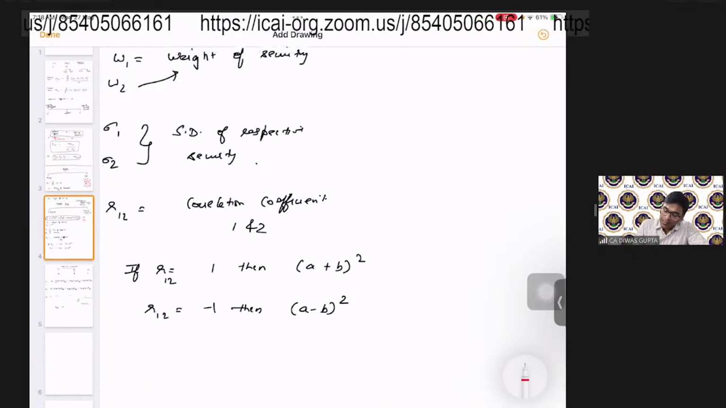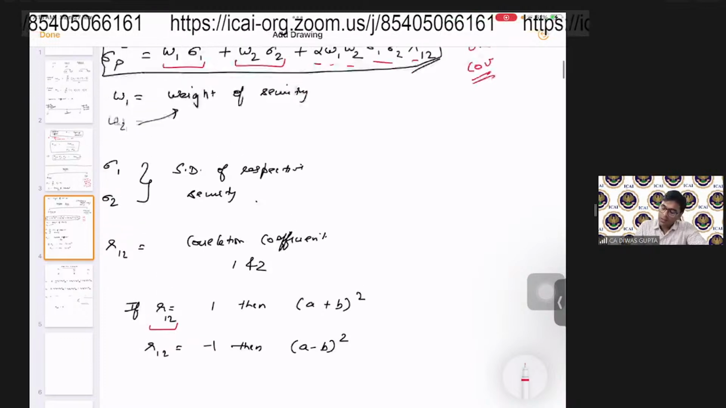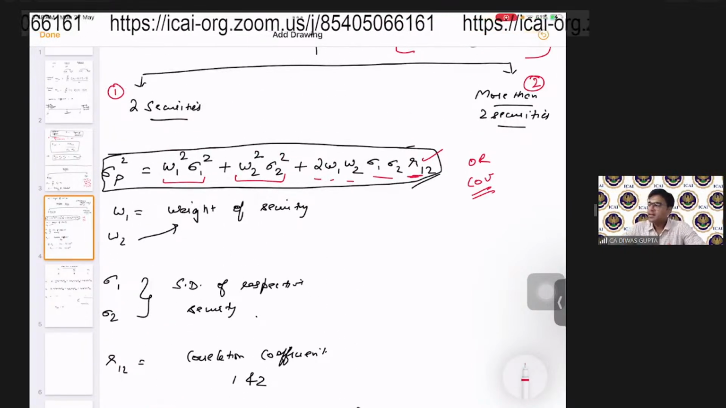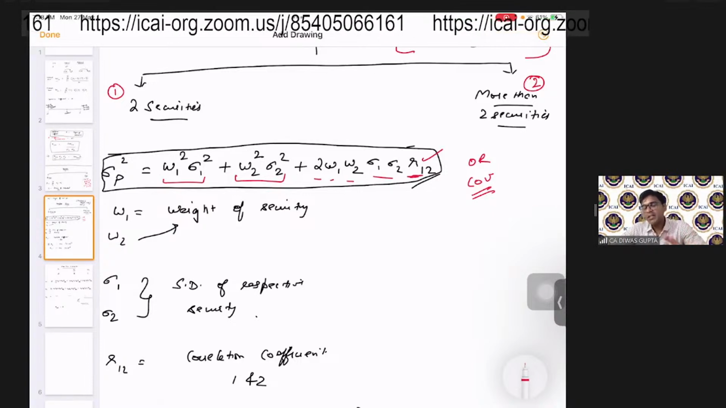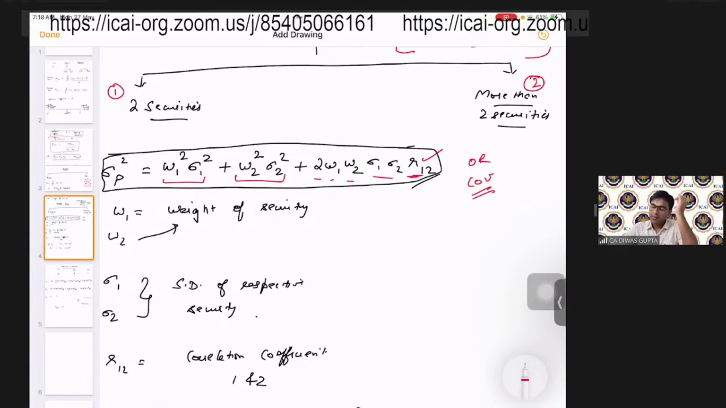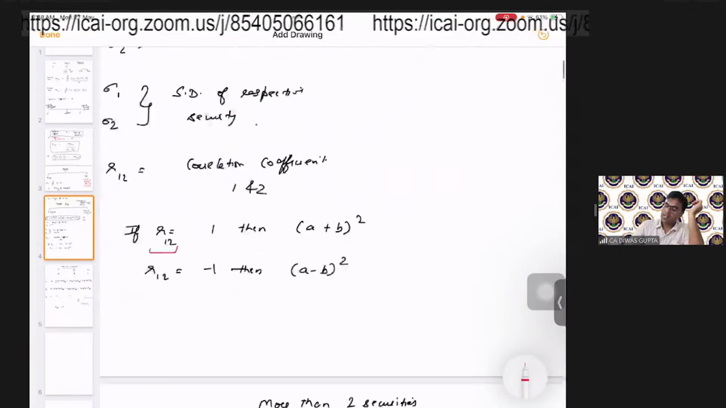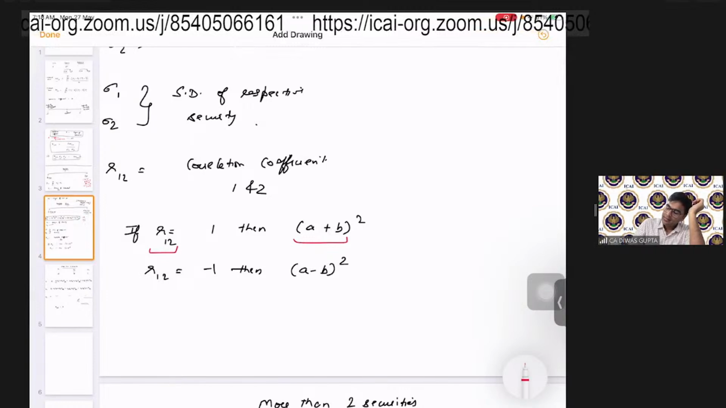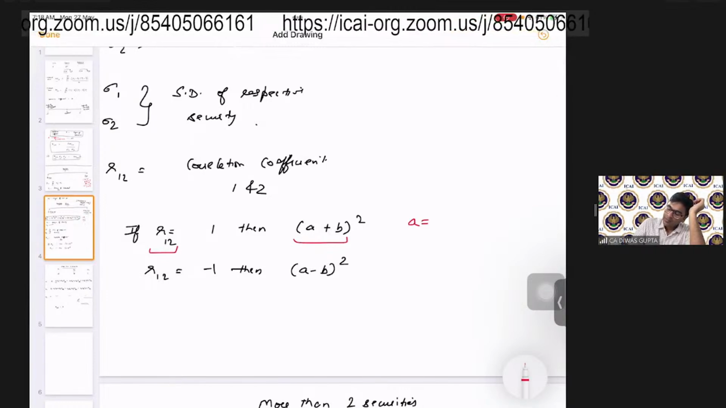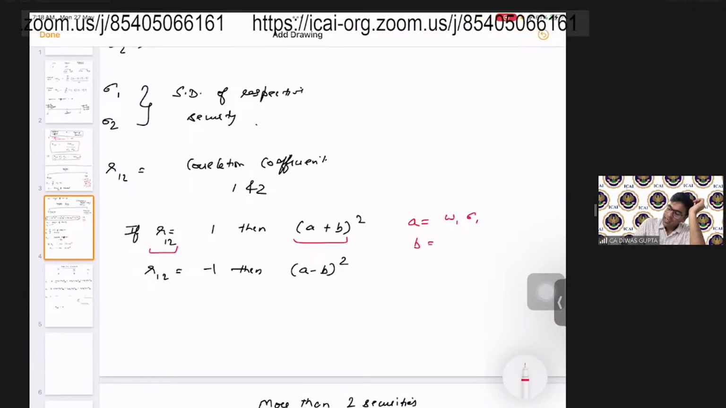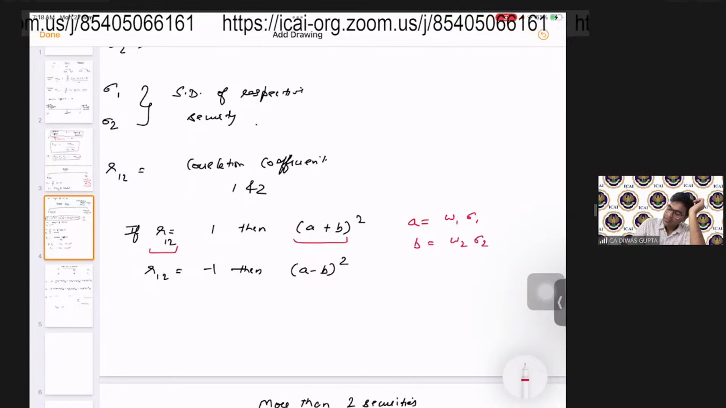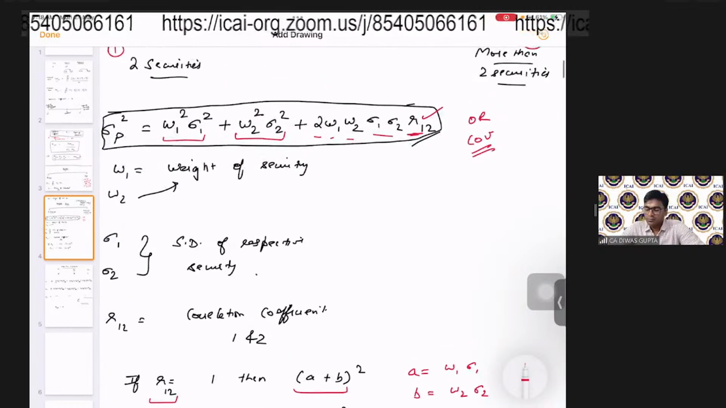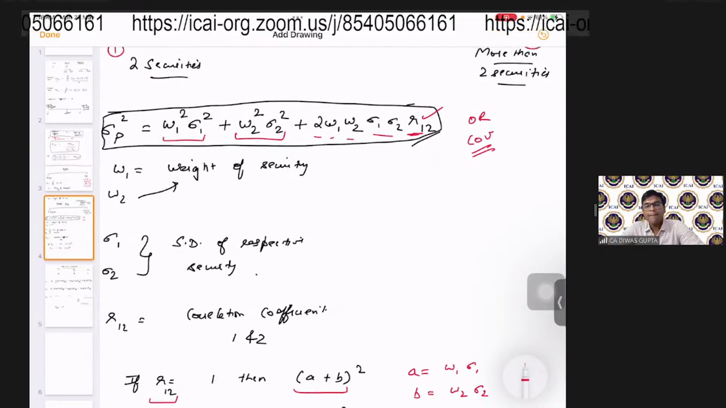Now, if you see this, if R is equal to plus 1, can it be plus 1? Yes. We've just now seen that R can range from -1 to +1. So then it becomes a simple formula of (A plus B) square, wherein A is equal to weight 1 times standard deviation 1 and B is equal to weight 2 times standard deviation 2. Clear, students?